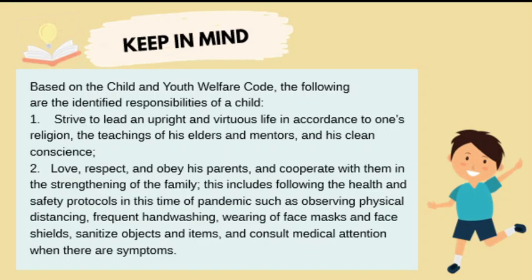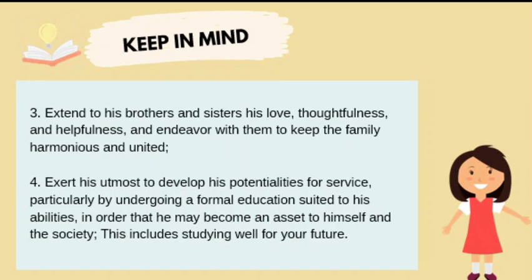Number 2, love, respect, and obey his parents and cooperate with them in the strengthening of the family. This includes following the health and safety protocols in this time of pandemic, such as observing physical distancing, frequent hand washing, wearing a face mask and face shields, sanitize objects and items, and consult medical attention when there are symptoms. Number 3, extend to his brothers and sisters his love, thoughtfulness, and helpfulness, and endeavor with them to keep the family harmonious and united.